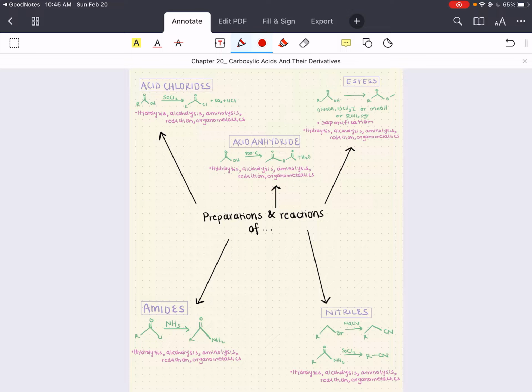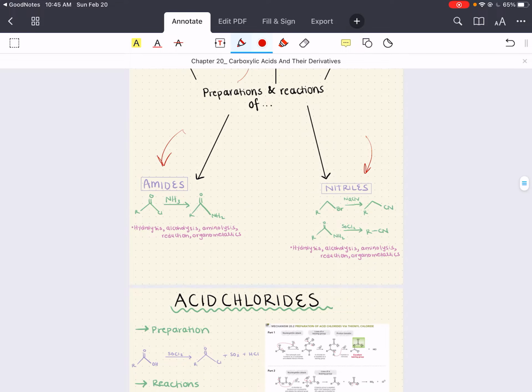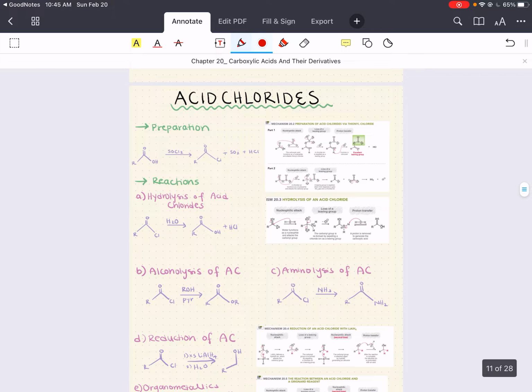We're going to cover acid chlorides. We're going to cover anhydrides, acid anhydrides. We're going to cover esters. We're going to cover amides and nitriles. And we're going to build a profile for each one of these reactions. So let's get started, and we're going to get started with acid chlorides, acid halides in general.